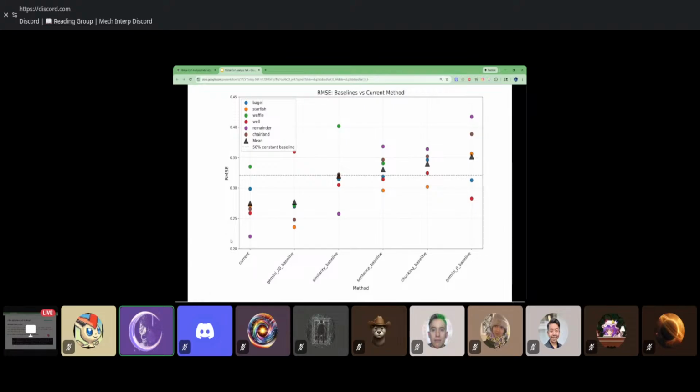Our current method is on the left over here, performing slightly the best across 6 different prompts that we ran. But one thing you might notice is that there's a lot of variance in the prompts. And this gray line corresponds to a baseline that only predicts 50% for all of the prompts. So you can see that some of our baselines, in comparison to this very trivial baseline, are really bad.